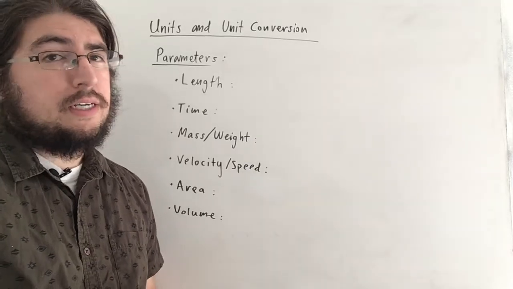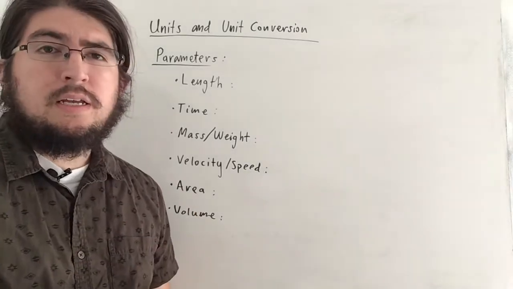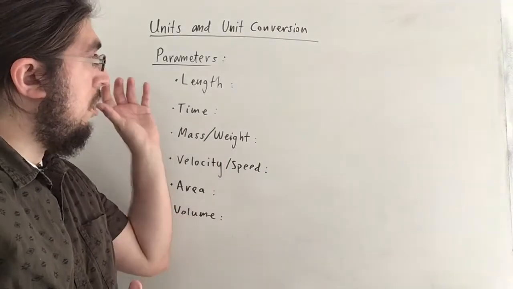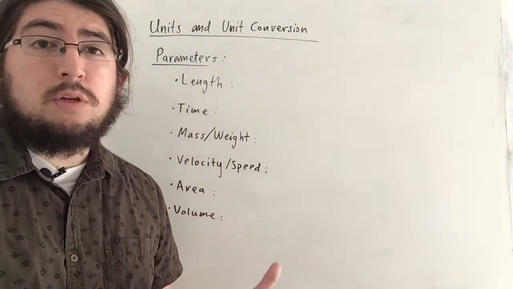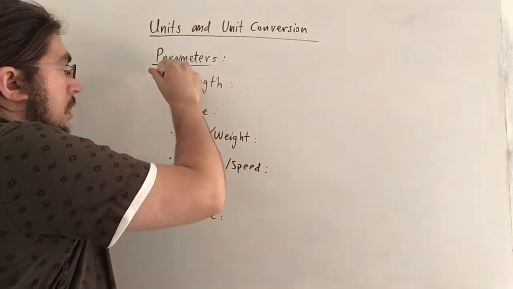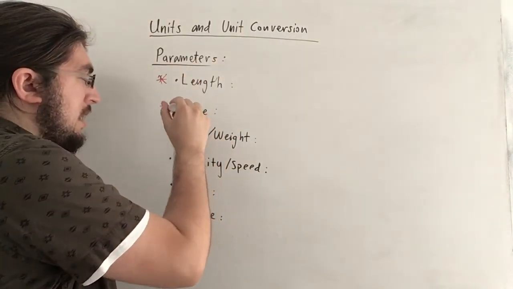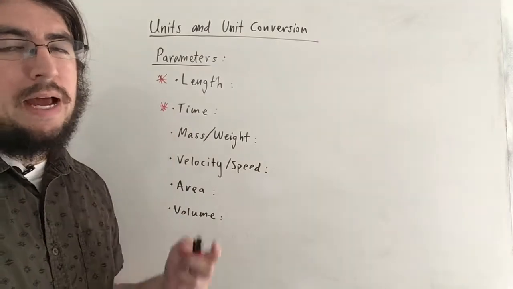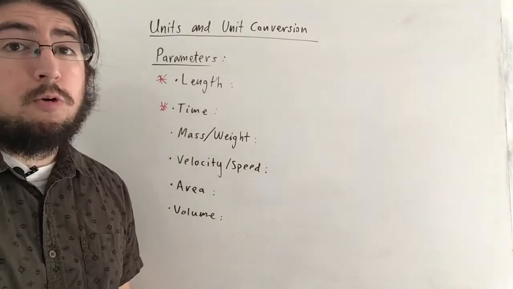Hello everyone, this is a discussion on units and unit conversion. And the first thing I want to discuss, of course, are parameters, so then we can actually discuss the units of these parameters. Now the main ones we really want to focus on are length and time. We'll see that all of these, with the exception of mass and weight, are actually composed of those.